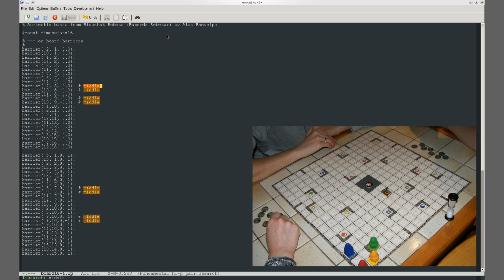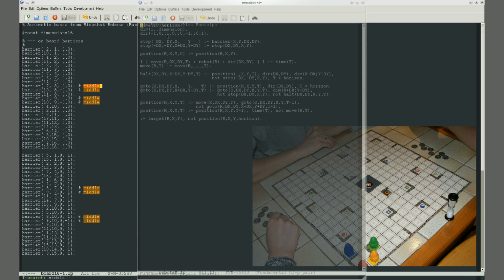Next, we encode the general problem of Ricochet Robots in ASP. Keep in mind though that this is a naive encoding for illustration purposes. We will introduce more advanced encodings in later parts of this video series.